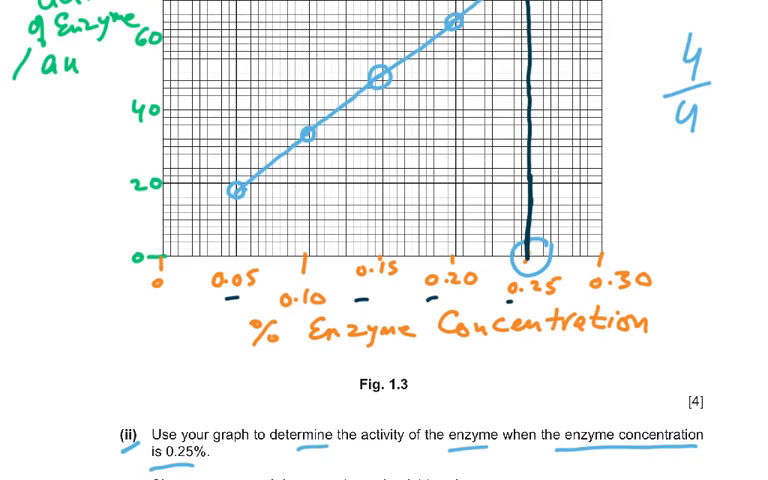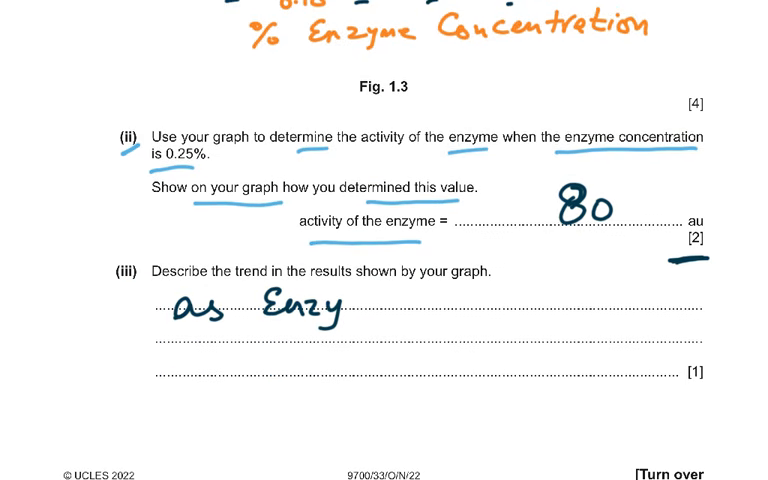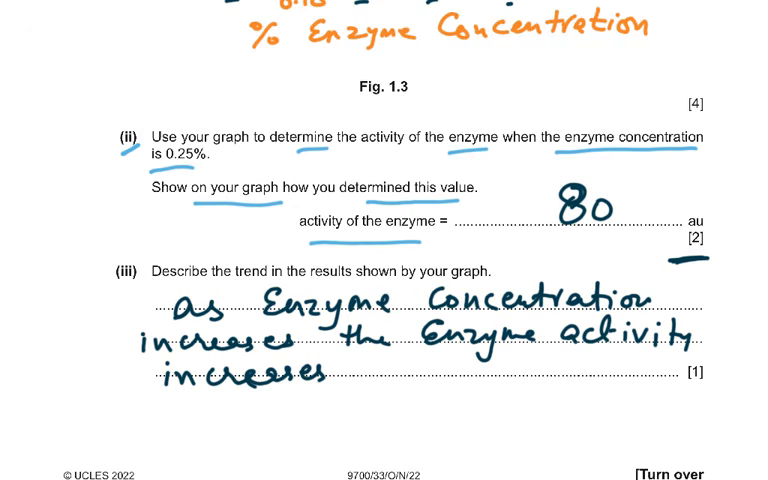So that's a very simple answer. I'm surprised if any student doesn't get that answer. So you could have easily lost this mark if you just wrote it very casually that enzyme activity increases. No, you have to write the whole thing. As enzyme concentration increases, the enzyme activity increases, and that got you your 1 out of 1.